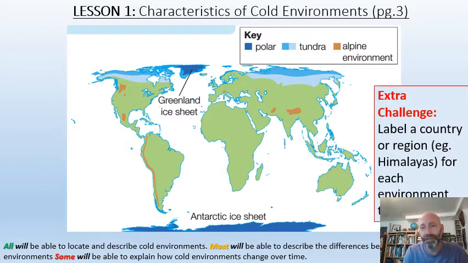You can see the Greenland ice sheet has been labeled already. Can you label where alpine cold environments are found? That's the patches in mountain areas. And can you label where tundra cold environments are found? So that's the starter and the challenge on page 3.